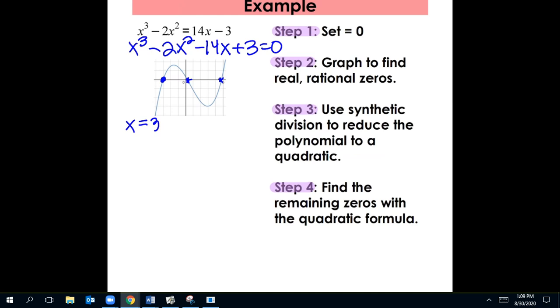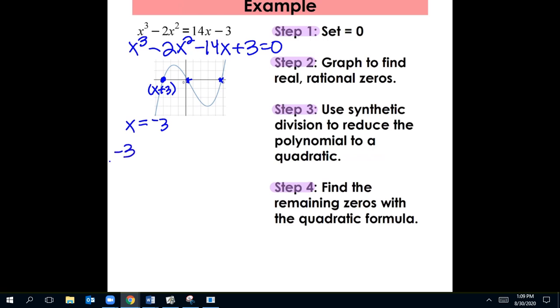And remember, we know that a factor would be x minus 3. Oops, I've done this before. X equals -3. So as a factor, we know that would be x plus 3, but we don't need to actually look at it as a factor. We already have the 0. So now we'll use synthetic division to reduce it.